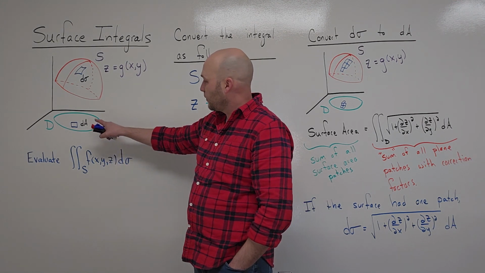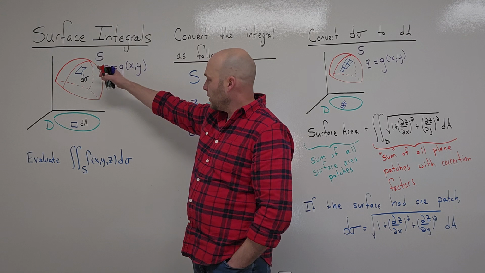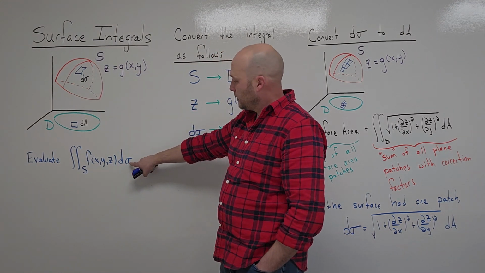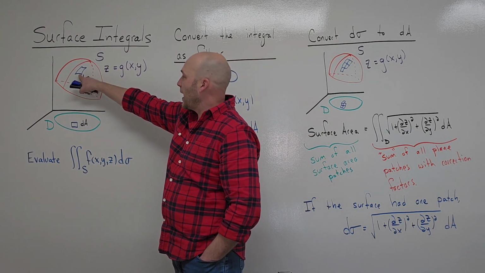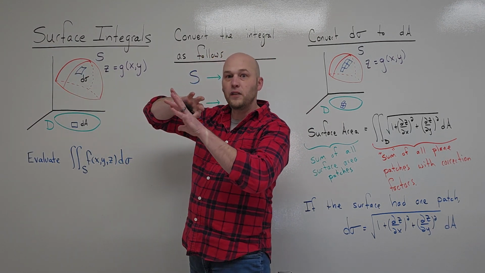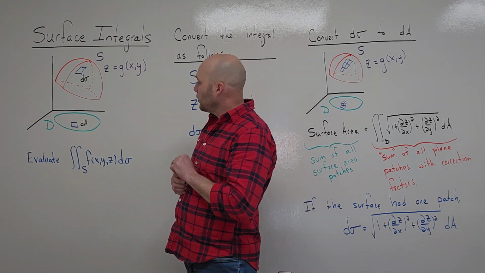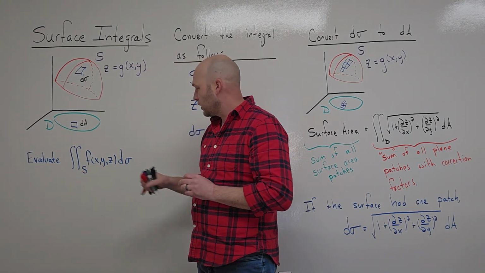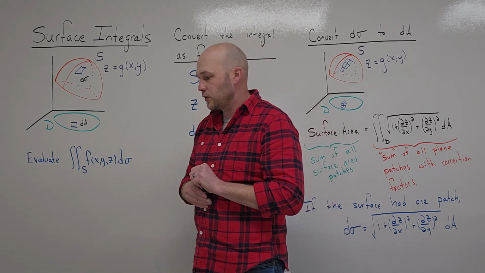Now keep in mind that if the surface lies in 3 space as this curved region, the differential is going to be d sigma, where d sigma is actually a little patch on that surface, an infinitesimal curved piece. So what I'm going to do is figure out how I can convert this to a double integral that we can evaluate. And here's our procedure.